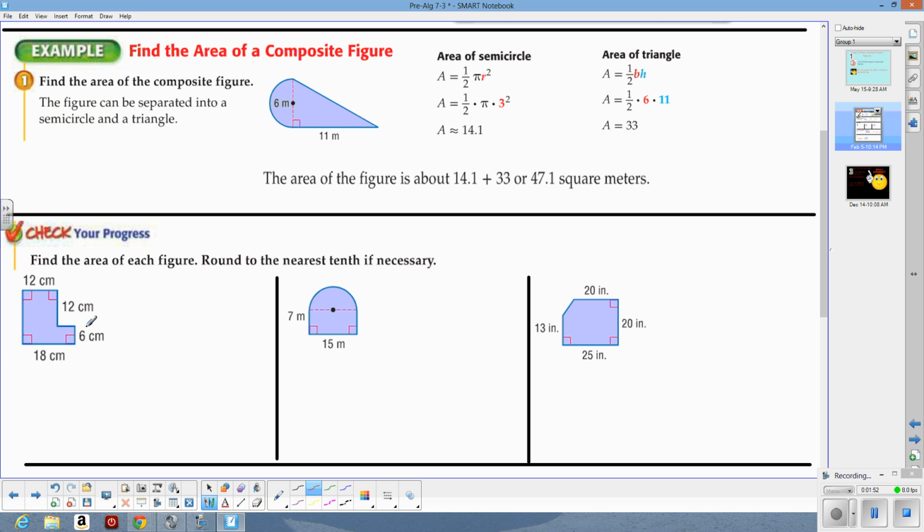The first thing I'm going to do is divide this shape up into two figures. I'm going to go ahead and divide it like this. Now I'm going to find the area of this piece right here. This piece, the area, since it's a rectangle, is length times width. I'm going to make that a cursive L so it doesn't get confused with the 1. So the area is going to equal 12 times 12, which means the area equals 144 centimeters squared for that piece.